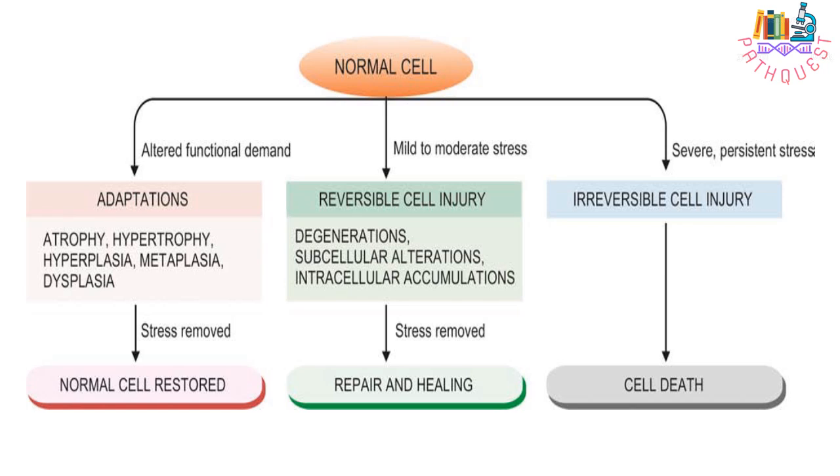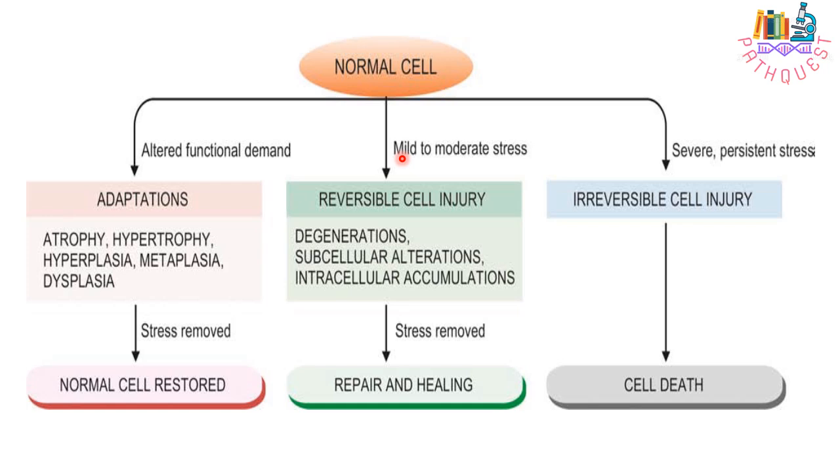So let's just revise what are the changes that occur in the cell and the processes that the cell goes through when it is exposed to either stress or any injurious stimulus. When the normal cell is exposed to a stress like altered or increased functional demand, it undergoes cellular adaptation, which includes atrophy, hypertrophy, hyperplasia, metaplasia, and dysplasia. In these situations, when the stress is removed, normal cell structure and function is restored.